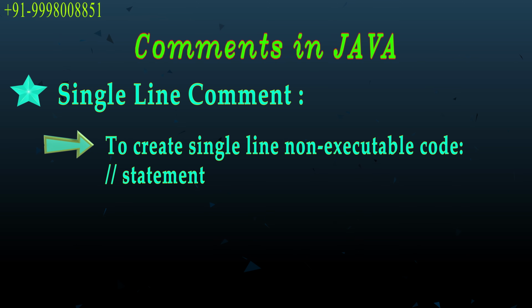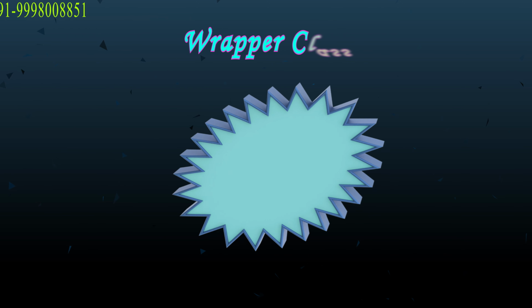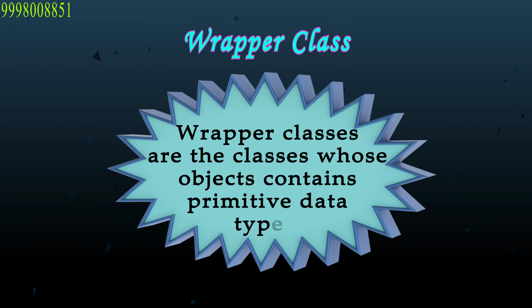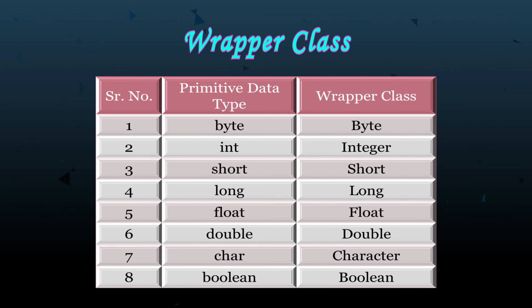So next we are having wrapper class. Wrapper classes are classes which are very important. These are classes whose objects contain some primitive data types. I have taken an example over here also. The wrapper classes I have mentioned.